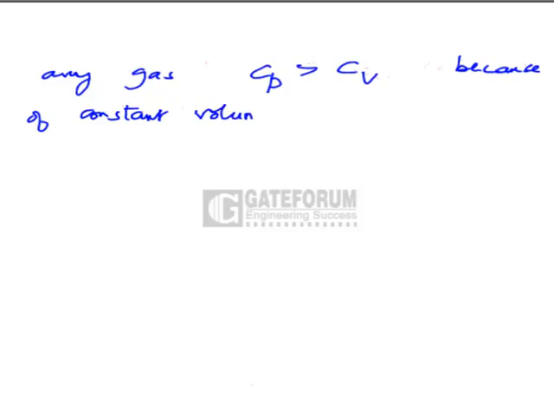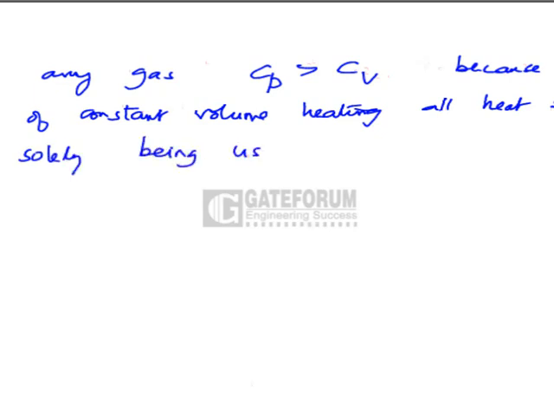For any gas, specific heat at constant pressure is always greater than specific heat at constant volume. Cp is always greater than Cv, because in the case of constant volume heating, all heat supplied is solely being used for increasing temperature of gas alone.